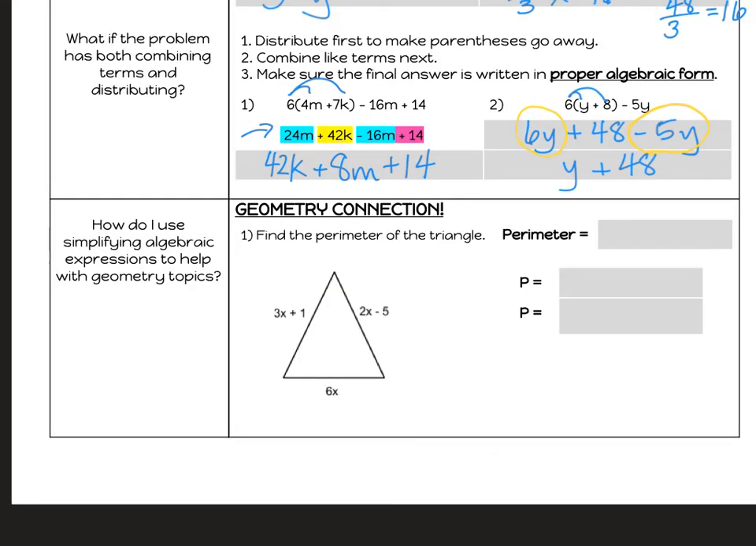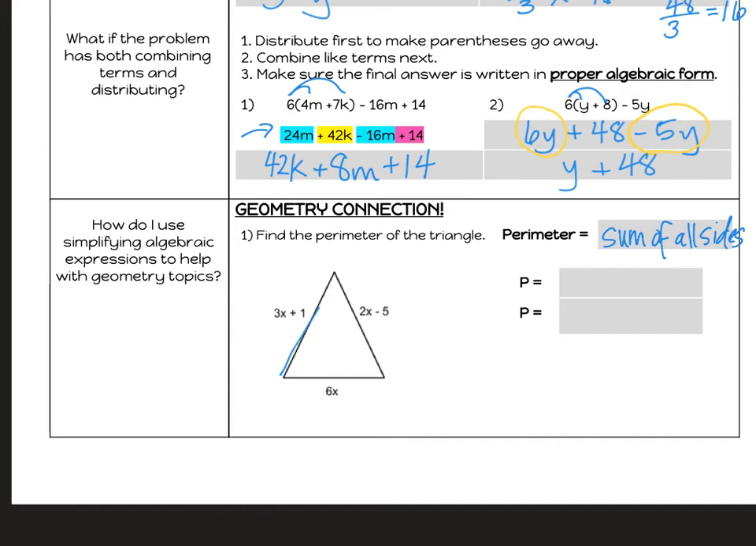Right here we have a little bit of a geometry connection, so we're going to see how simplifying algebraic expressions can help you with geometry. Okay, so we're going to find the perimeter of this triangle. We're not going to be able to find the exact perimeter, but instead we're going to be simplifying the terms that we have. So we know that the perimeter is the sum of all sides, so all of the sides added together.